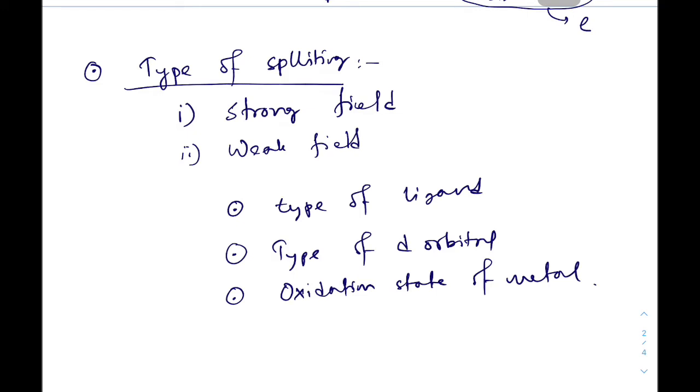Now, what causes a strong field splitting? Strong field means the del zero value, which we have seen before in the splitting diagram, is higher than the pairing energy. Pairing energy means two electrons pair up. So when del zero value is higher than pairing energy, then it's called strong field splitting. And when del zero value is lower than pairing energy, it is called weak field splitting.